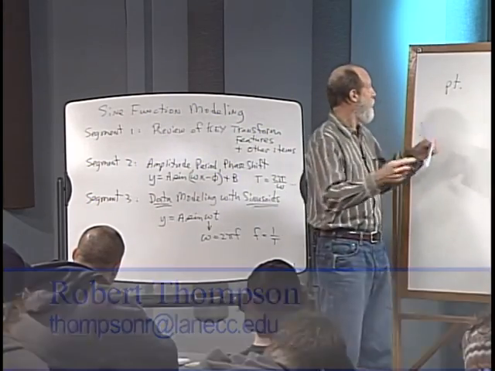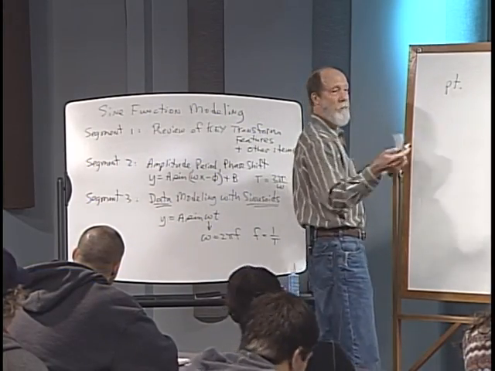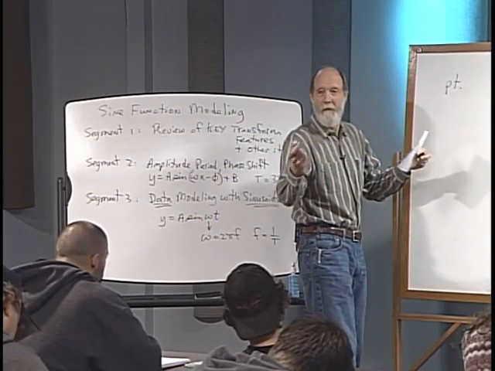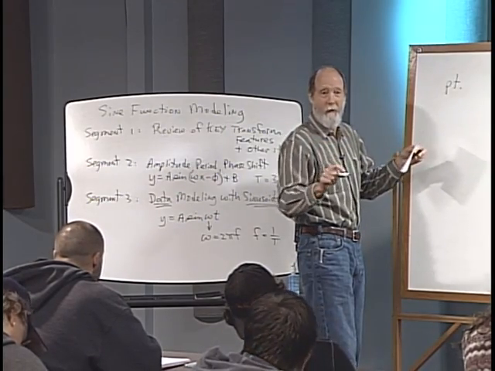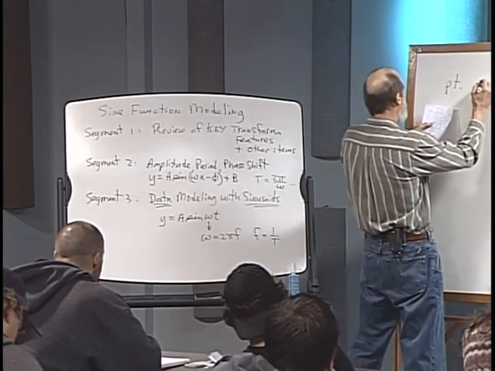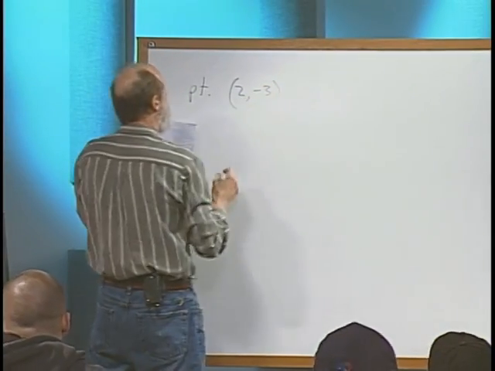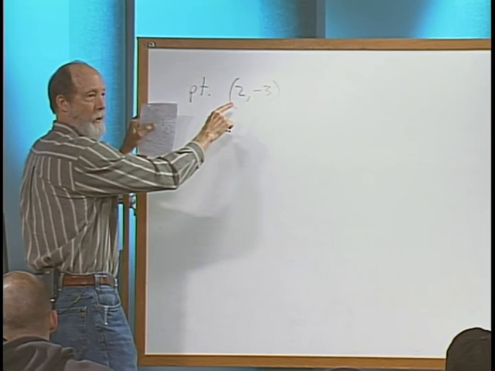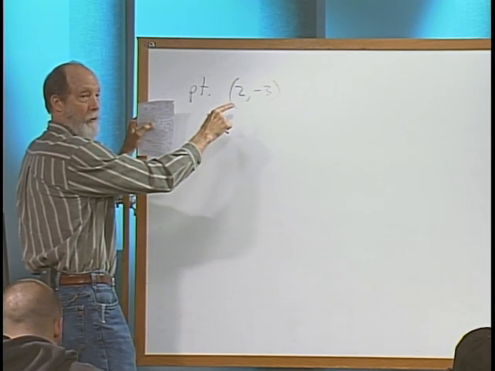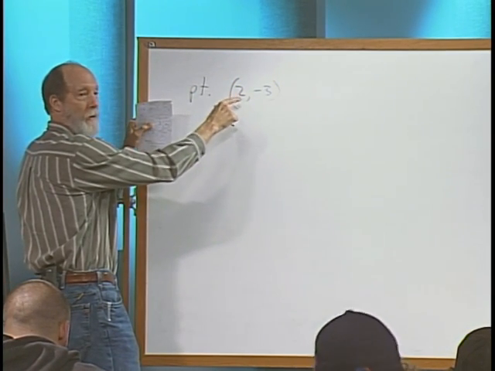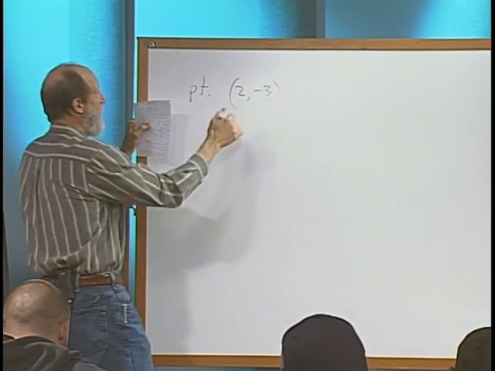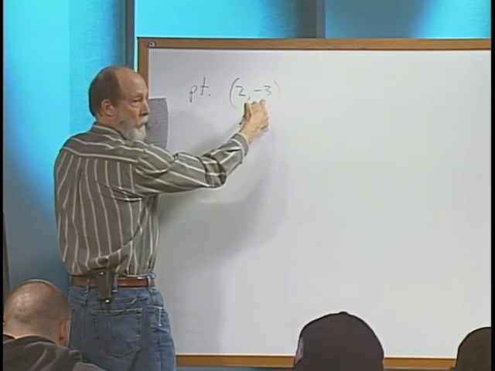So let's start with, and this is from earlier, the second or third section of the book. Let's say I gave you a point like (2, -3), and I want you to come up with the 6 trig ratios associated with the standard angle whose terminal side goes from the origin to this point.